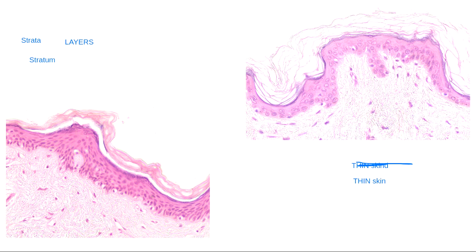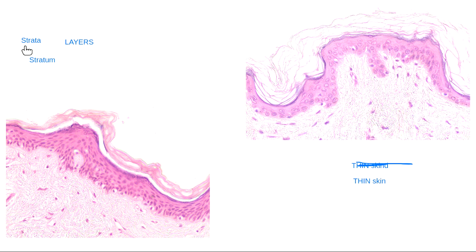Thin skin is the kind of skin that covers most of your body. We're talking everywhere from the surface of your eyelids to anywhere on your face, all over your arms and your legs. When we talk about thin skin, it has 4 strata, 4 layers inside of it. I'm going to show you on our slide where each of those 4 layers are.